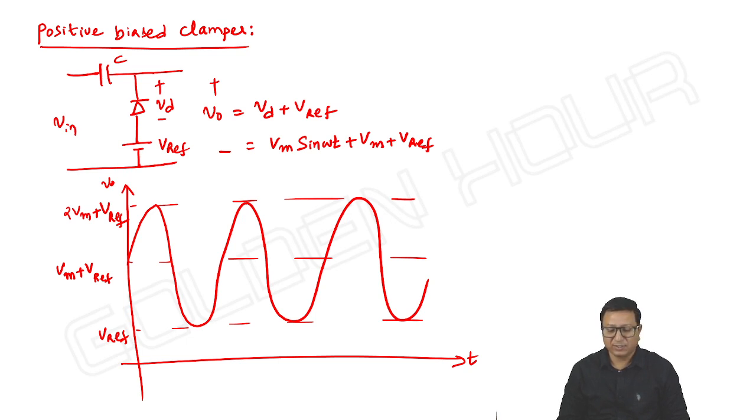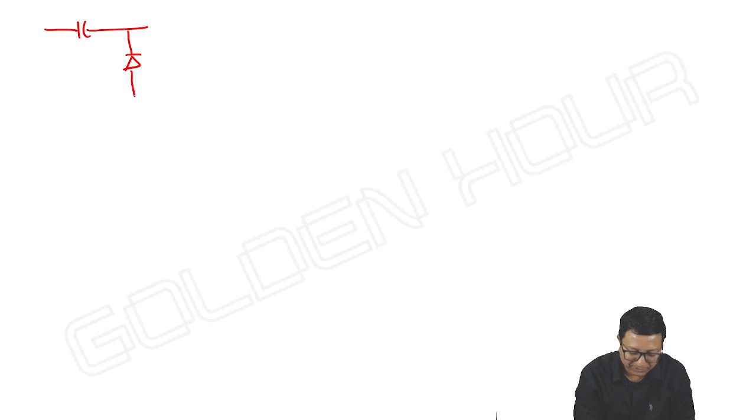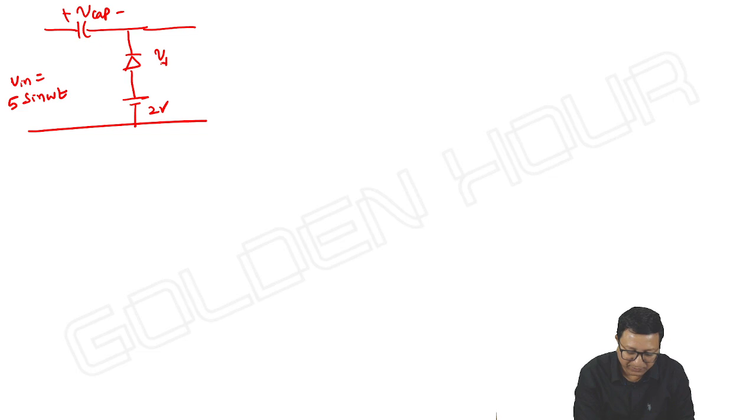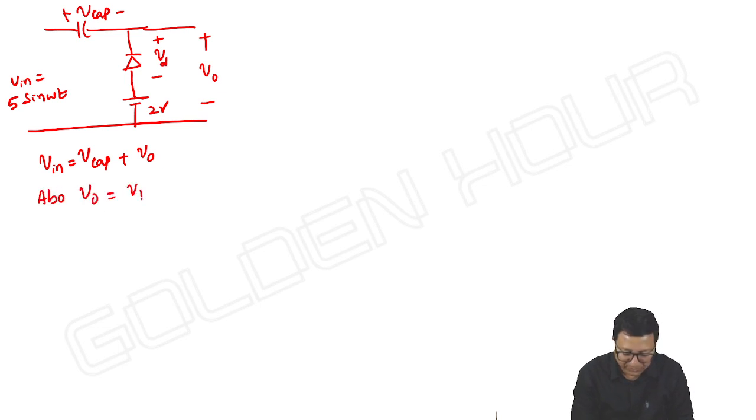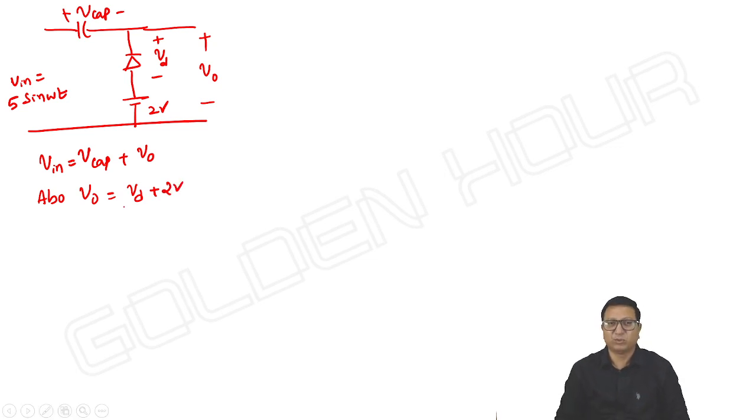Okay, let us have a look at how these things are coming. Writing the answers is very simple, but if you see the analysis, you will understand how many typical points are involved in this. Just as an example, I am taking a reference voltage of 2 volts and input 5 sin omega t. For V capacitor, I am taking polarities like this. VD is this way, and V output. We know that V input is equal to V capacitor plus V output. Also, V output is equal to VD plus 2 volts. All these things are well known to us.